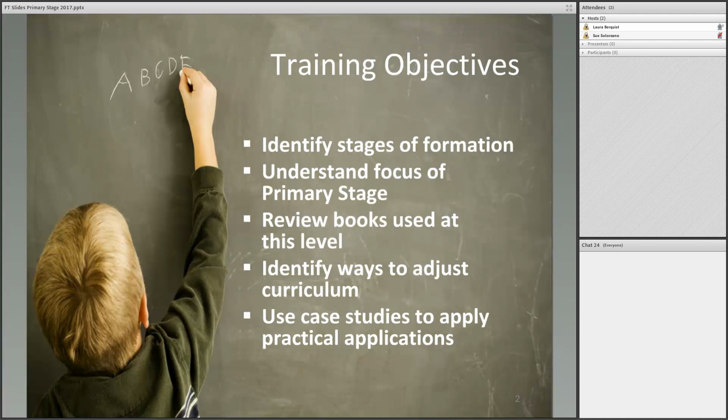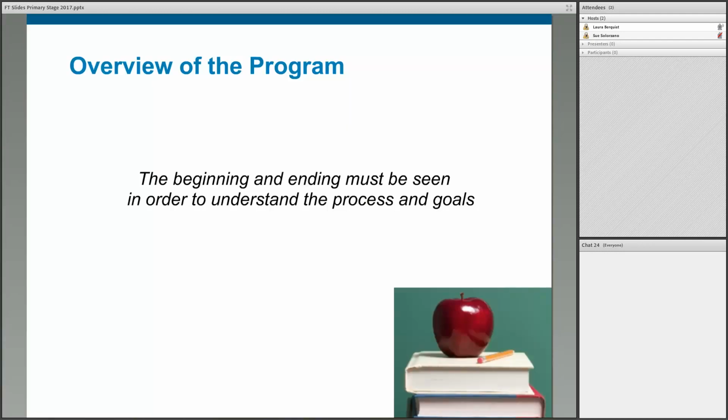Okay, I'm going to start with an overview of the program. It's important, in my view, to have an overview of really anything that you are undertaking, because you need to see the beginning because you have to do it, but you need to see the end so that you can order yourself to that end. The beginning and end have to be seen in any endeavor to have a real understanding of the process and the goals. So education is always freeing.